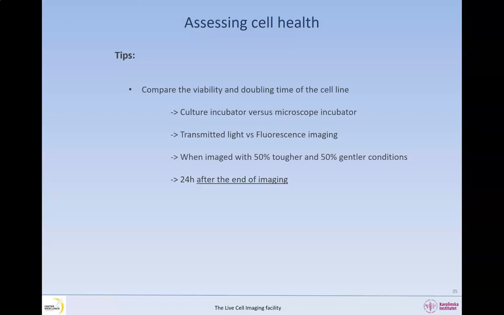Compare the viability and doubling time of the cell line between the culture incubator versus the microscope incubator. Do the same by imaging with transmitted light versus fluorescence imaging.